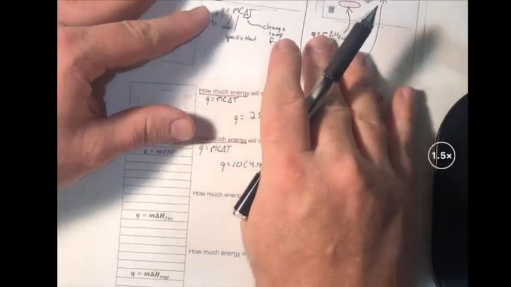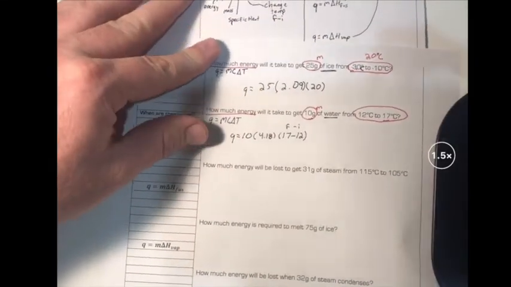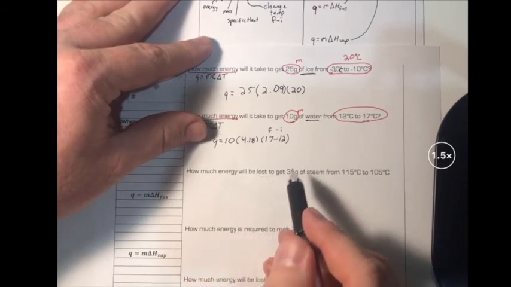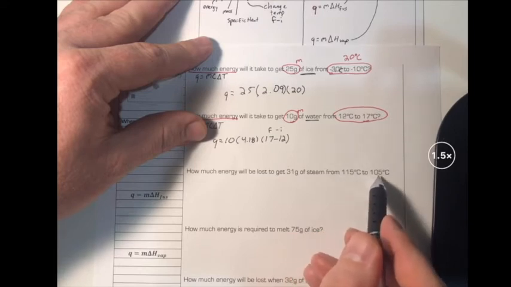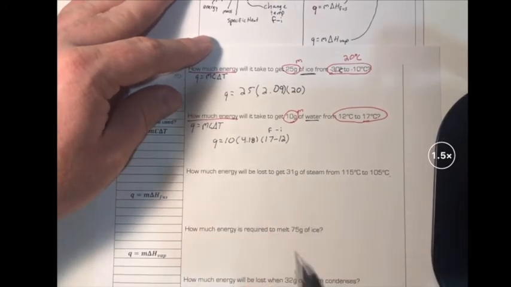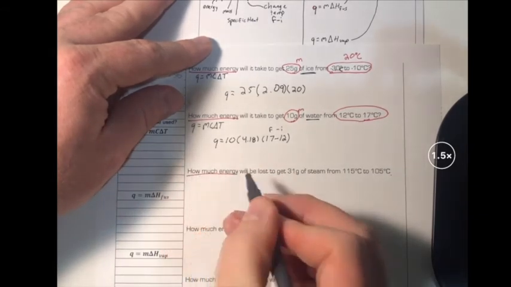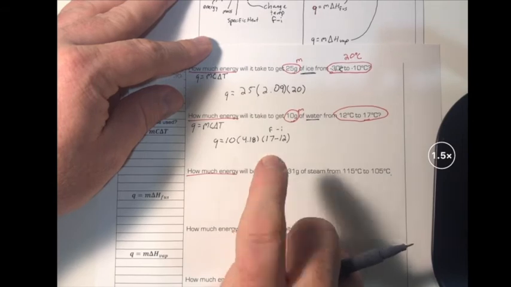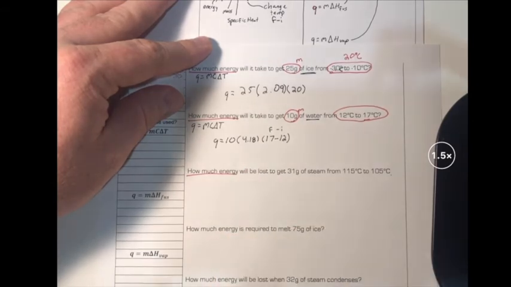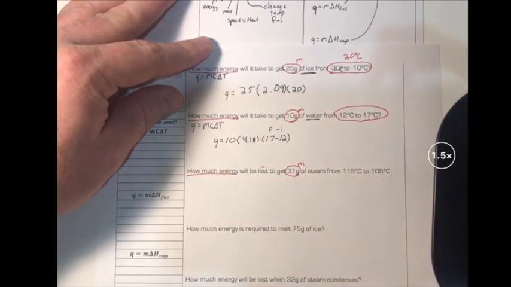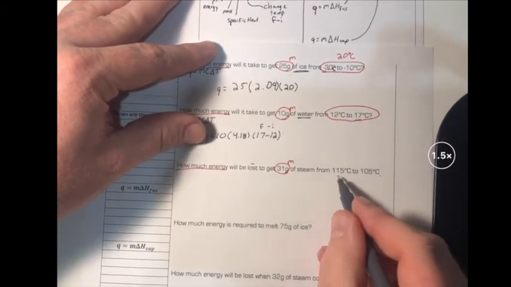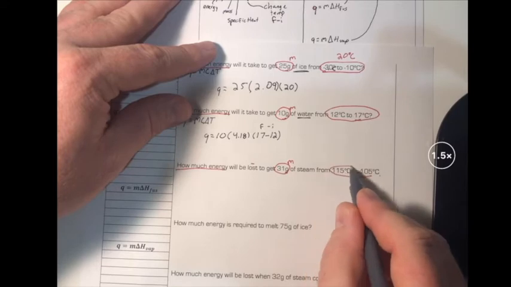Let's go to the next one. How much energy will be lost to get 31 grams of steam from 115 degrees Celsius to 105 degrees Celsius? Again, it's asking us for how much energy, so we'll be solving for Q. If we're losing, that might be a hint, just maybe, we might get a negative value at the end. We have 31 grams, this will be our mass. And we went from 115 degrees to 105, so this is our temperature.